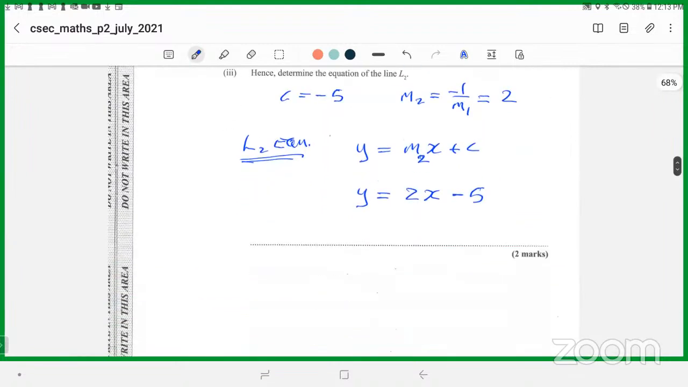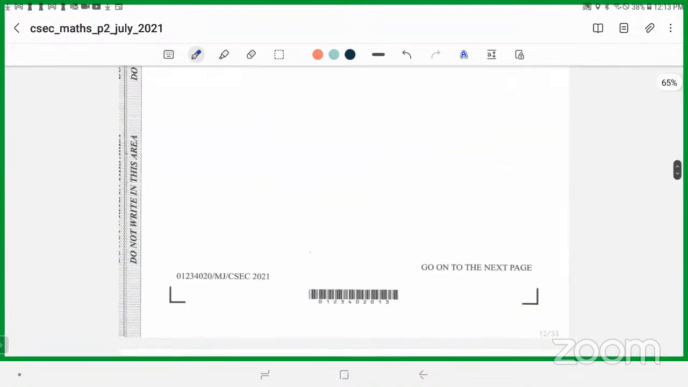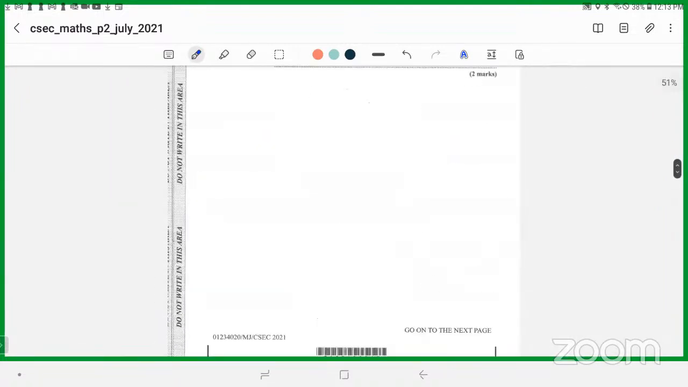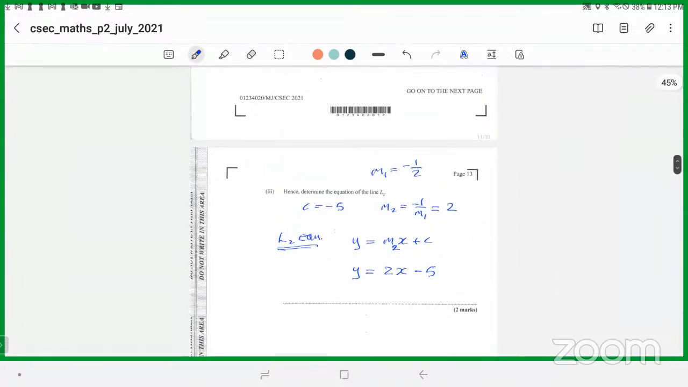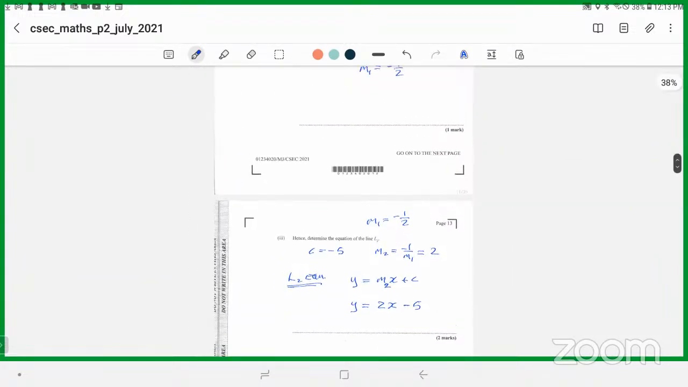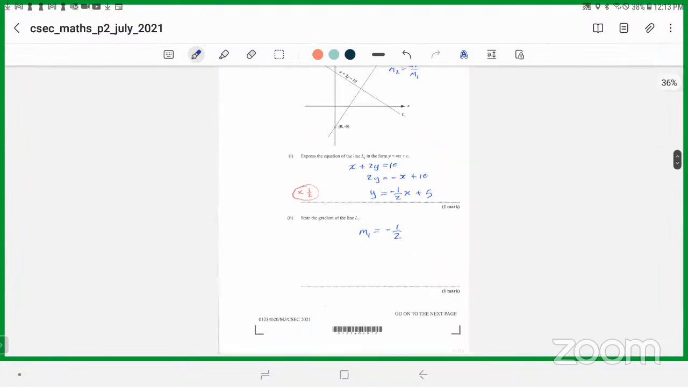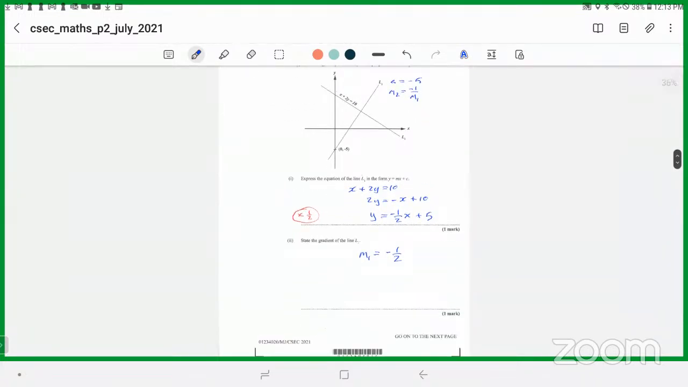Is there anything else I want us to do? Let's see if there's anything else. Nope, that's it. Okay with this question? Yes, sir. All right, beautiful. More maths equals better maths.